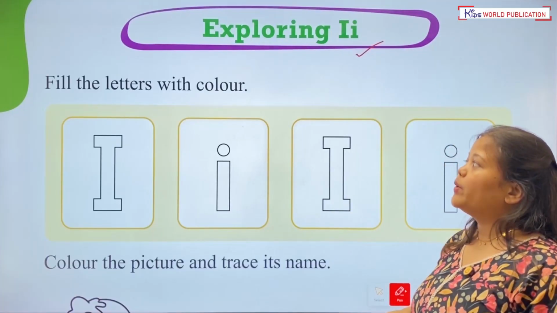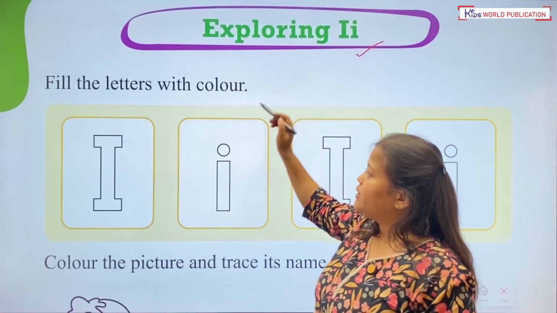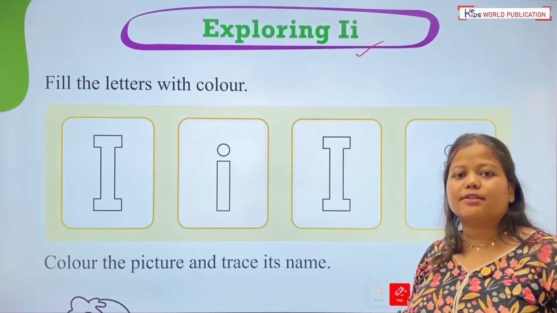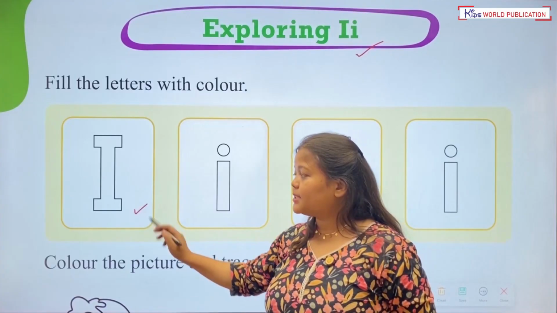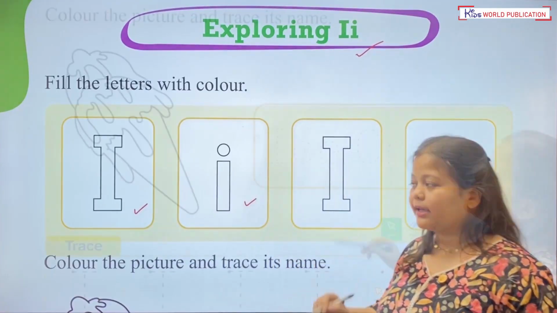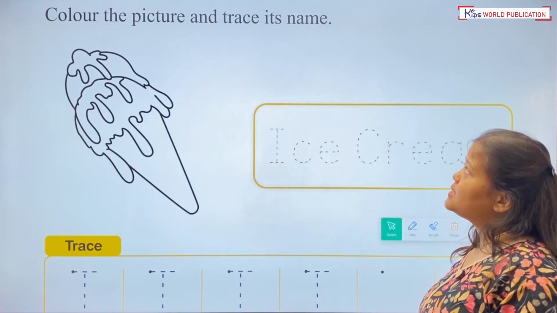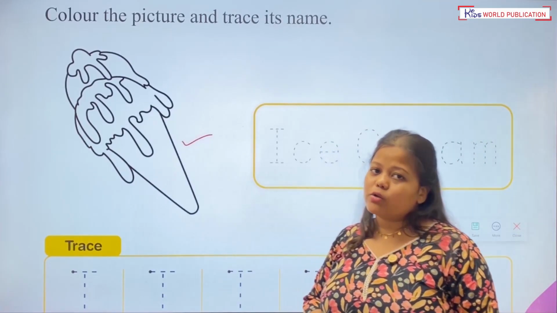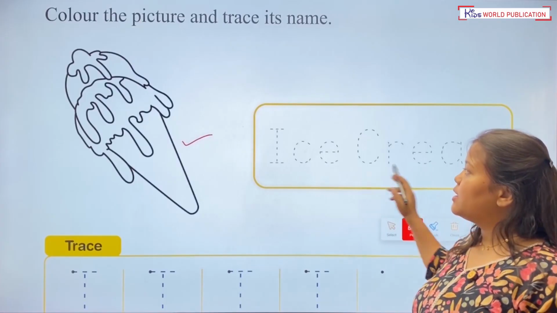Exploring I. Fill the letters with color. So kids, here you can see letter I is drawn and you will fill your favorite colors in it. This is capital I and this is small i. Color the picture and trace its name. So kids, you will color this picture and also trace its name, which is written here.